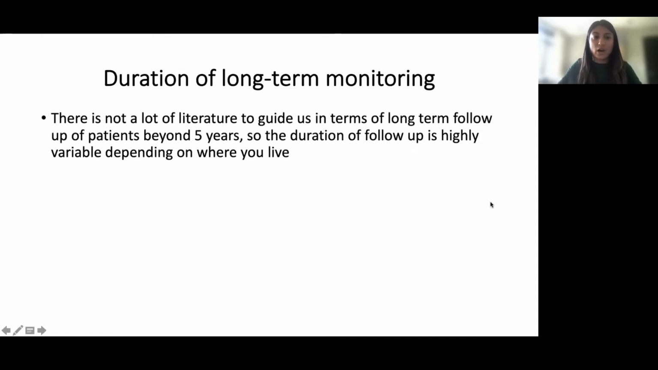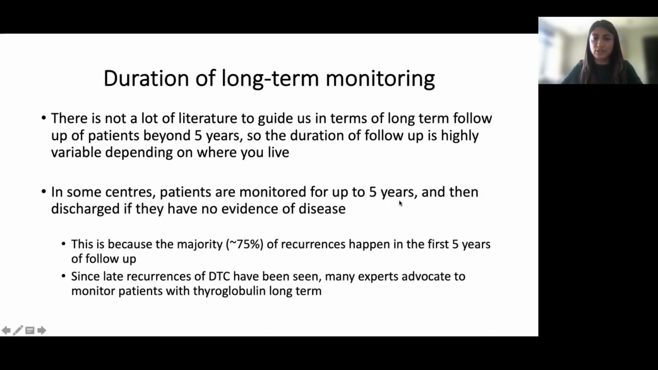The final thing is there's not a lot of literature to guide us in terms of how long you should be monitored beyond the first 5 years. So the duration of follow-up is highly variable depending on where you live and who your treatment team is. In some centers, patients are monitored for up to 5 years and then discharged back to their primary care doctor or family doc, if they don't have any evidence of disease. That's because the majority of recurrences, around 75%, happen in those first 5 years after your surgery. So it's much less likely that you'll have a recurrence later on.